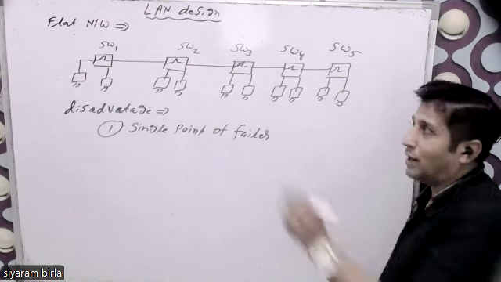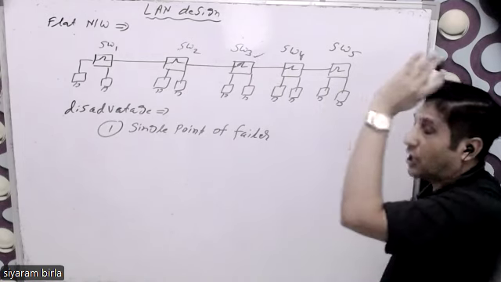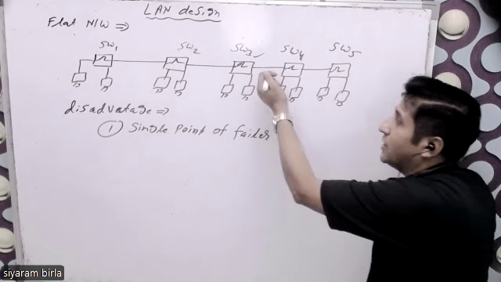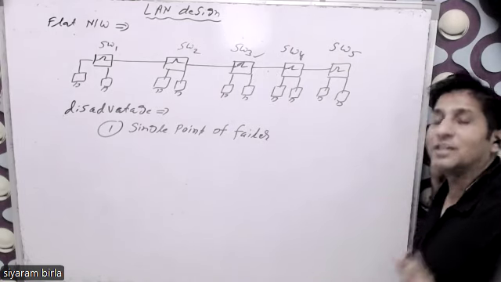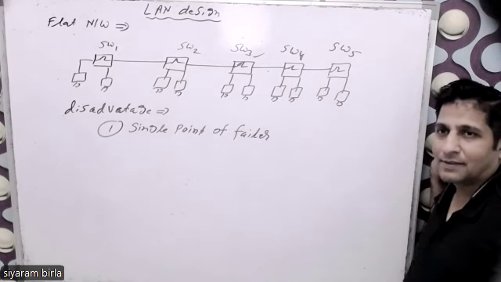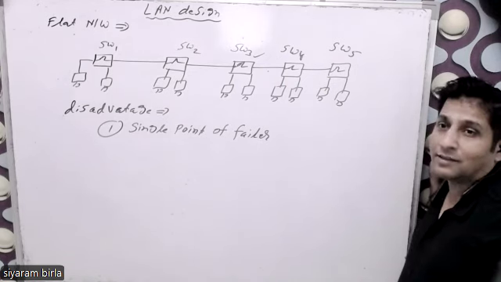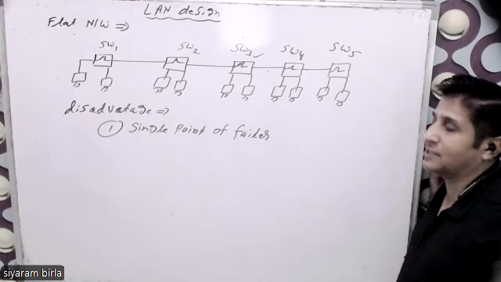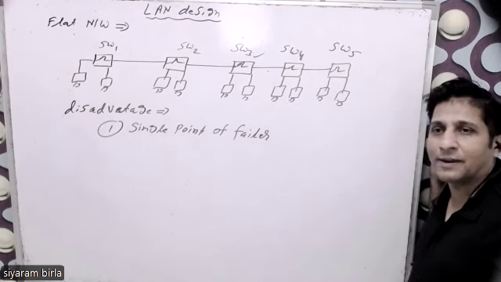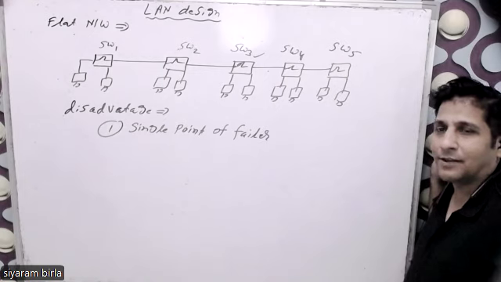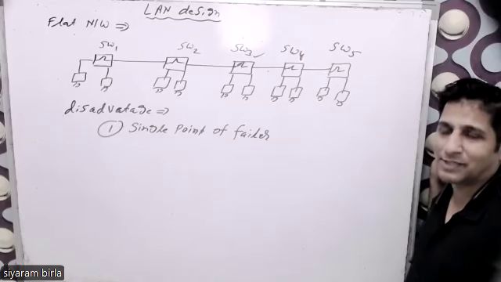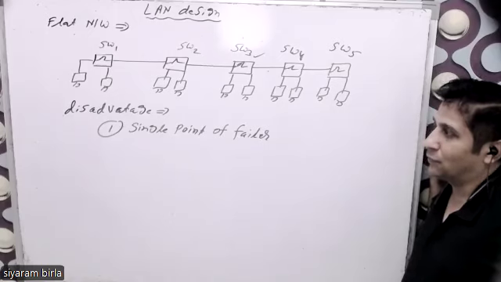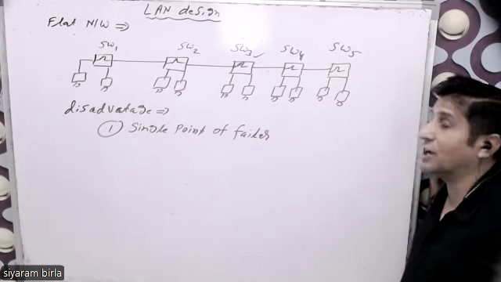Single point of failure means one device goes down and then the whole network is down, or one link goes down and then the whole network will be down. So the disadvantage of this flat network is that it is a single point of failure. If one switch or one link goes down, the whole network will be down. That is very critical. There is no backup concept here. So flat network, first disadvantage: single point of failure.